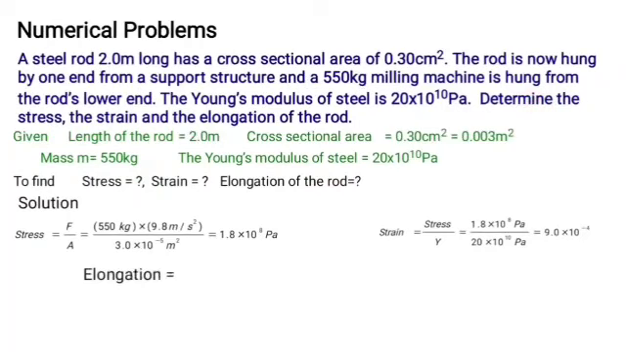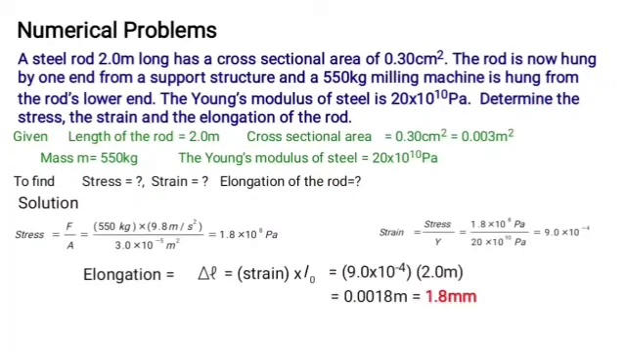Elongation delta L is equal to strain into L naught. The value of strain is 9.0 into 10 power minus 4. The value of L naught is 2 meter. So multiplying this, one can obtain the elongation as 1.8 millimeter.